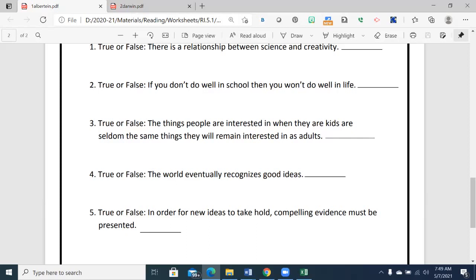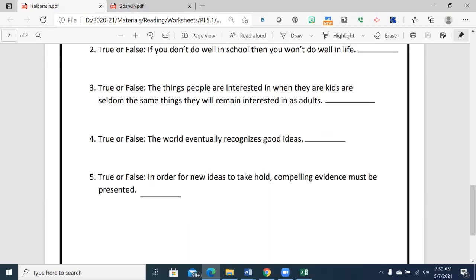Number five, in order for new ideas to take hold, compelling evidence must be presented. Go ahead and put your answer before I speak. And this is true for the most part. Sometimes with social media, compelling evidence is kind of subjective. But generally, to overturn Newtonian ideas, you were going to need to be something big. I mean, we still know who Newton is to this day, and he passed on hundreds of years ago.